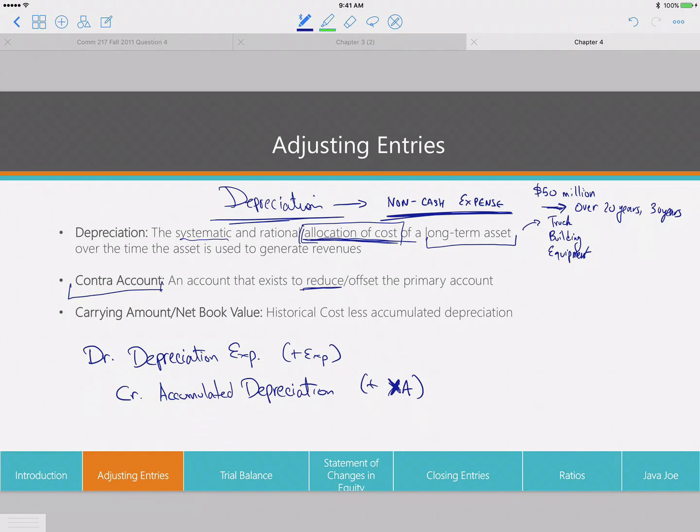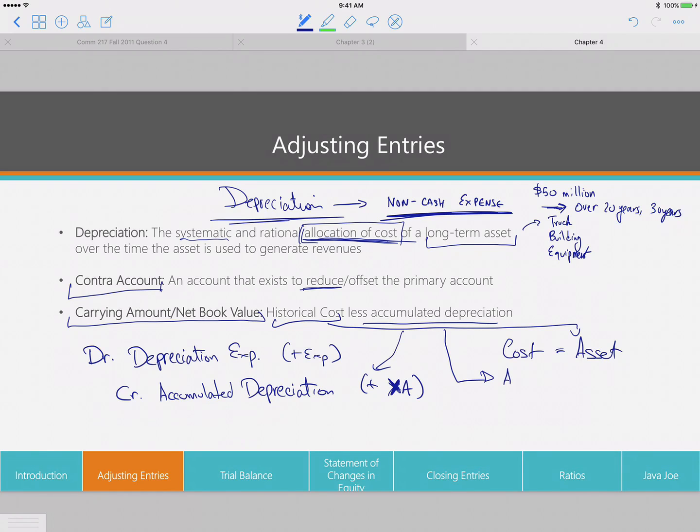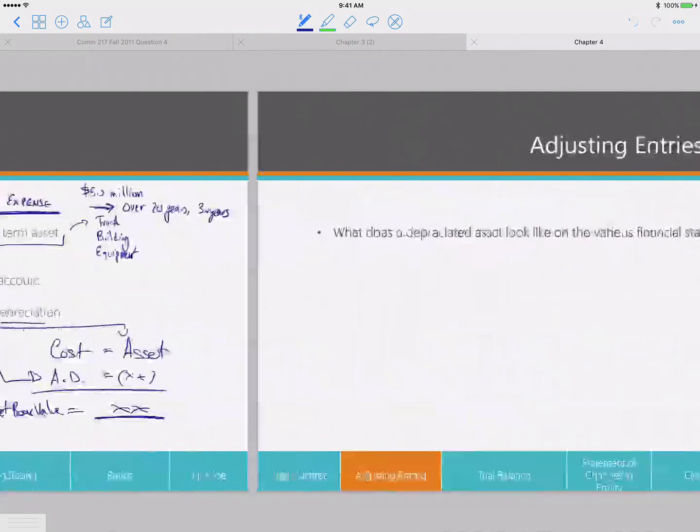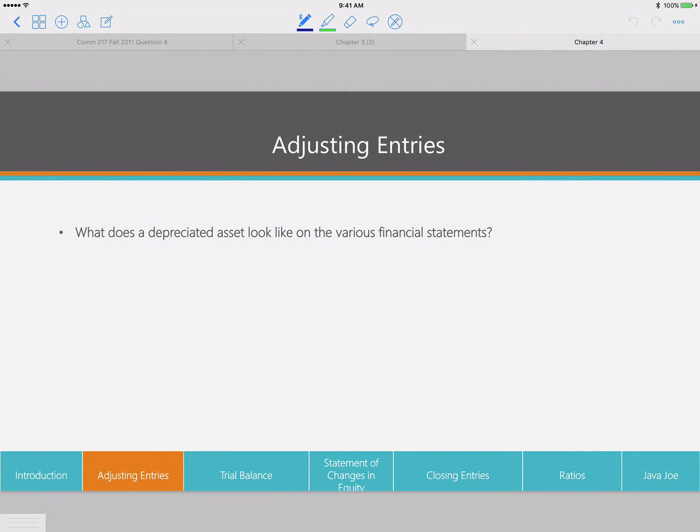So the carrying amount of the asset, or its net book value, is going to be the cost, which is equal to the amount that we paid for the asset, less accumulated depreciation, however much that is. And that's going to give us the net book value. And we're going to go into further detail. We're going to show you what that looks like on the different financial statements.